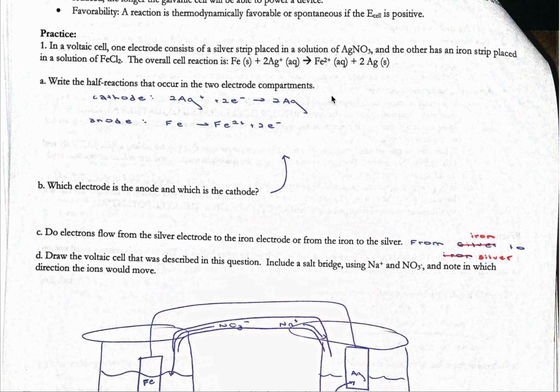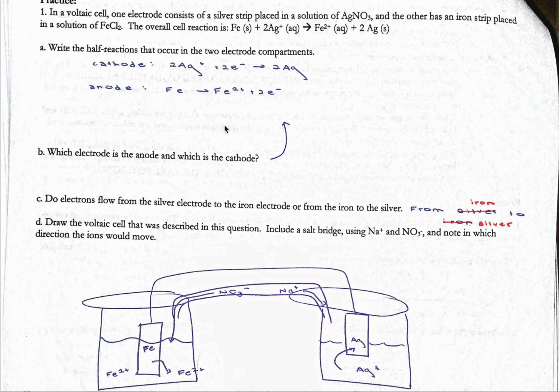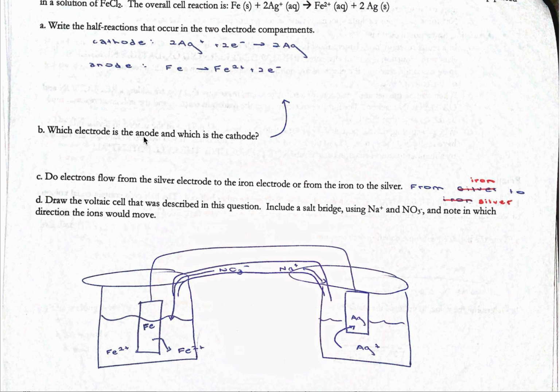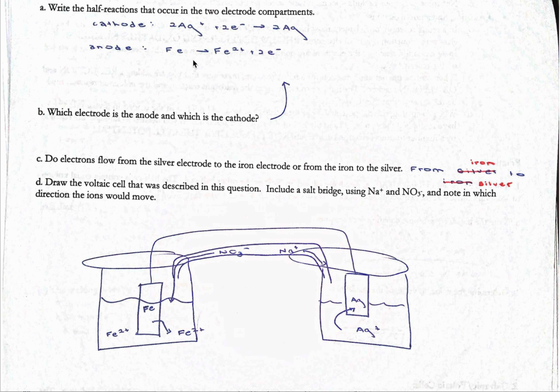Alrighty, so for here, it gives me the reaction, so that tells me that silver is going to be reduced while iron is going to be oxidized. Okay, which electrode is the anode and which is the cathode? I already wrote that there, because remember, oxidation happens at the anode, reduction happens at the cathode. Therefore, since iron is losing its electrons, the electrons are going to go from iron into silver.